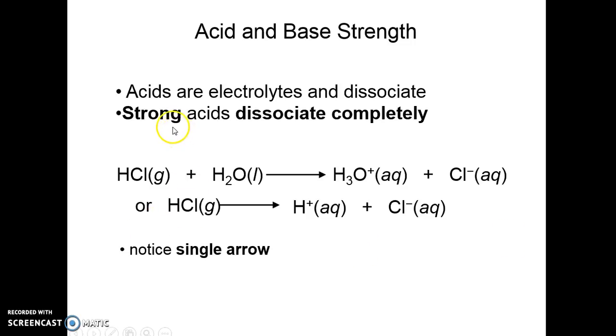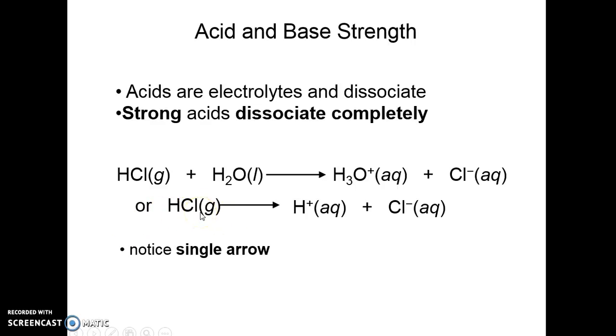Strong acids are those that dissociate completely. Now, I've drawn the more correct way of showing hydrochloric acid ionizing in water. And so here is hydrochloric acid, and water reacts with it and takes a proton off to make hydronium ion and the chloride. But I'm going to go to the simplified version. It's a lot easier to look at and see the concept better.